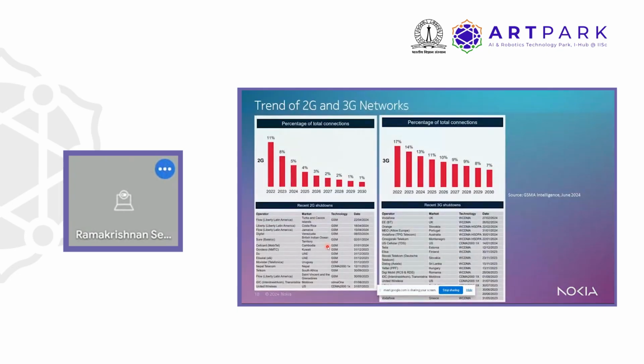Now, one other trend that I wanted to share with you was the decline in the 2G and 3G network deployment, or the subscription as of now. This is the total number of connections shown in terms of 2G services as a percentage of the overall mobile connections. So from 2022 till 2030, there is a steady decline in terms of the share.